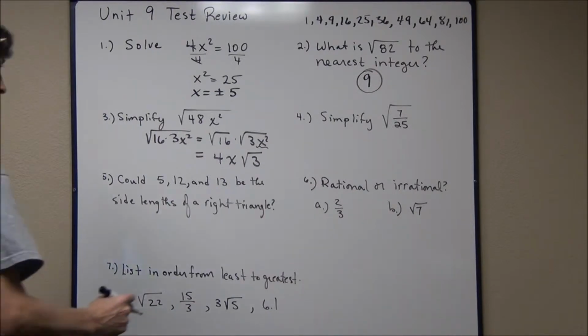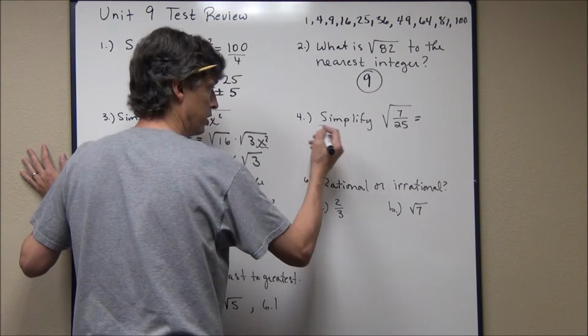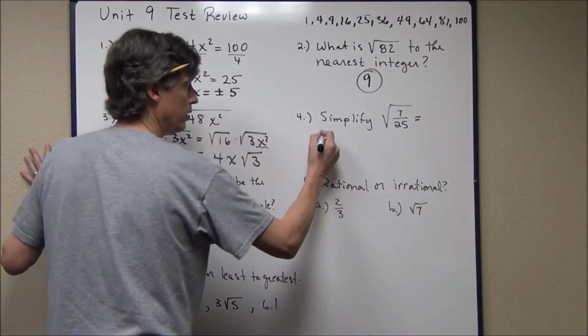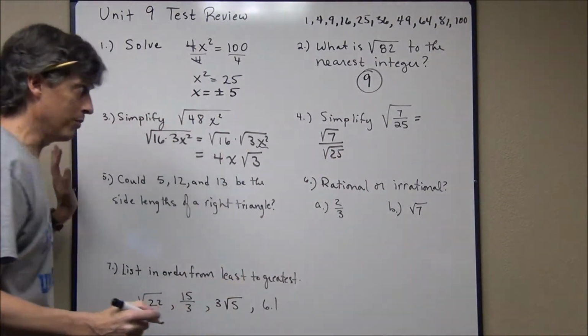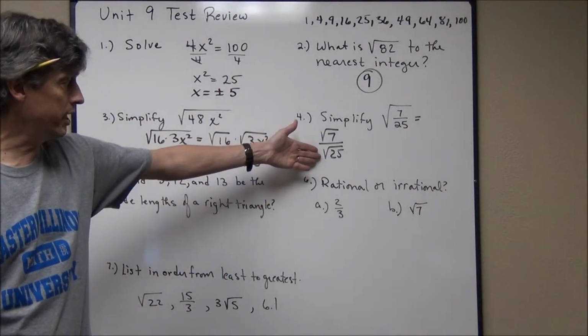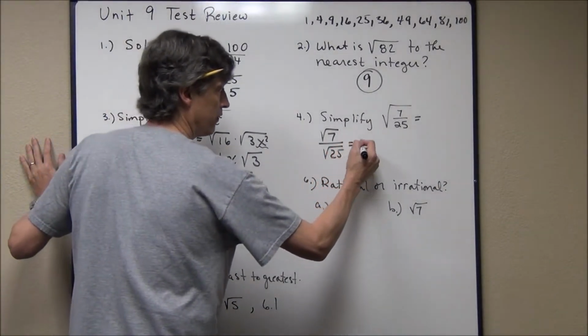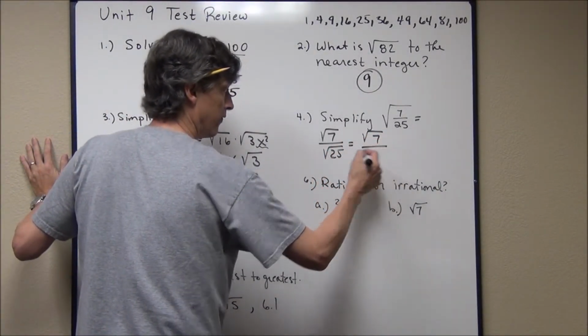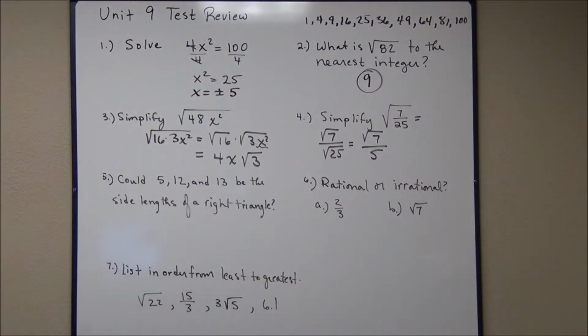To simplify, remember, you can't have a fraction under the square root sign. So I'm going to write this using the quotient property of square roots as the square root of 7 over the square root of 25, which would normally still cause trouble because you can't have a square root in the denominator, but the square root of 25 comes out evenly. The square root of 7 does not simplify. It's already in simplest radical form. And the square root of 25, of course, is 5. So I end up with the square root of 7 over 5.